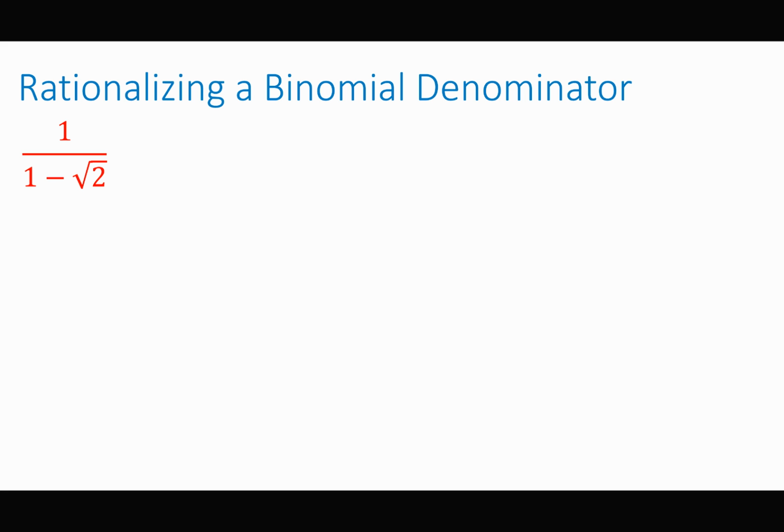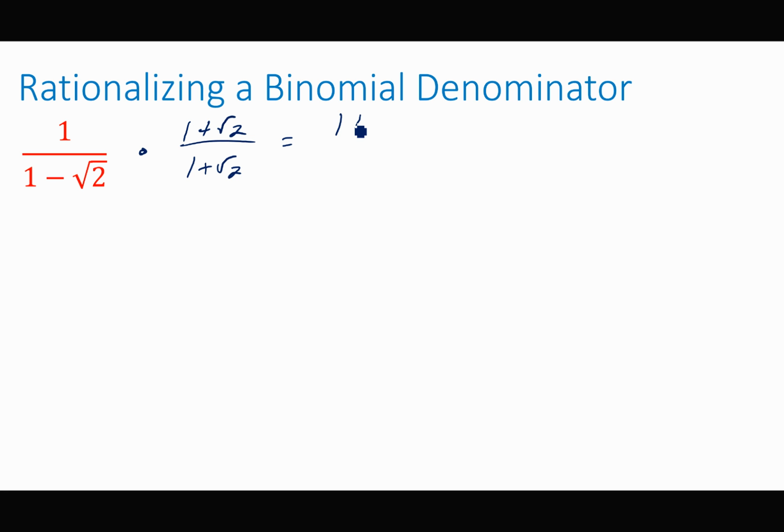Last one. Rationalizing a binomial denominator. If we have a binomial in the denominator, this is where we want to bring in that conjugate, because remember, multiplying by conjugates leaves us with just a number. This isn't complex. Complex would involve i. This is just multiplying by the conjugate.